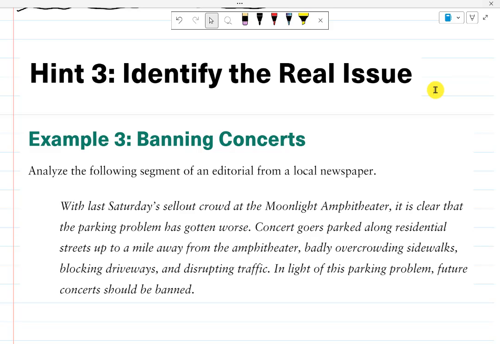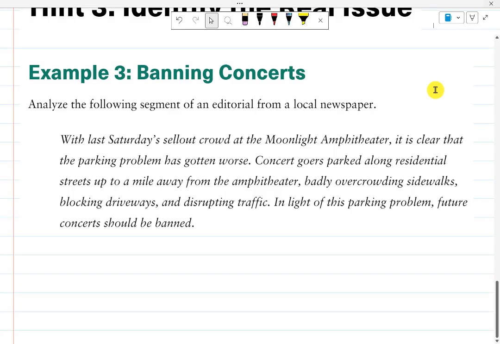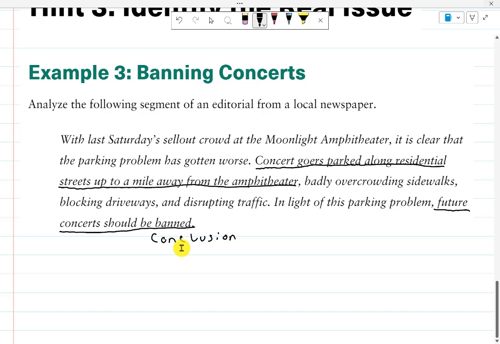So what I'm able to see really quick out of this is that the conclusion is right here at the end. They believe that future concerts should be banned. So let's write that down as the conclusion. What are the premises that they're supporting it with? Well, there's a lot here. They say it's clear that parking has gotten worse. So the first sentence is just sort of a restatement of what they think is going on, so they've not really made a premise there. But then they do start to get into premises here. Here's a premise. And if you wanted to, this could be one big premise, or it could be several little premises.